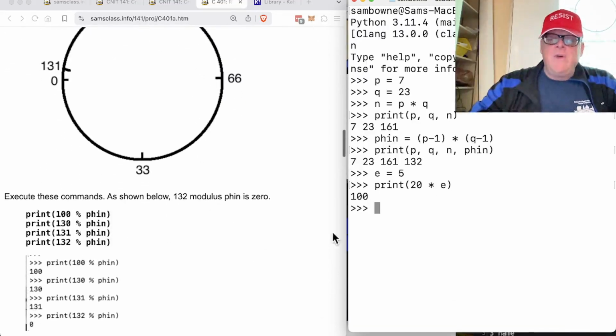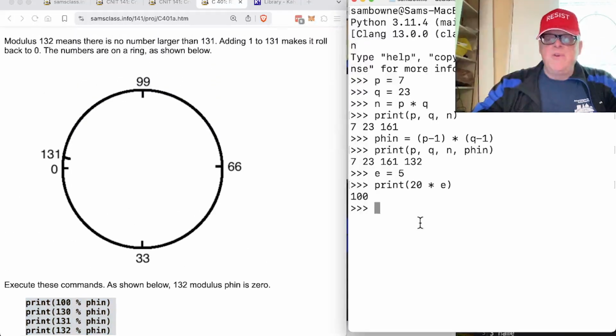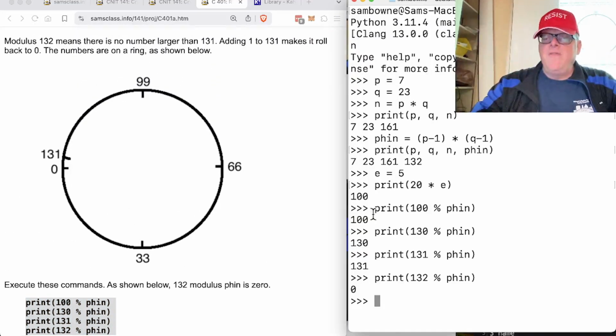All right. So now what I need to have is I want to print various values mod phi of N. So if I try this, you can see, just to see how the ring works, here's some numbers. 100 mod phi is 100. 130 is 130. 131 is 131. But 132 is 0, because phi is 132. That's my modulus. So that's how modular arithmetic works. I go around the ring, and then I hit 1 again. And at some point, I'll make enough trips that I'll hit a 1.